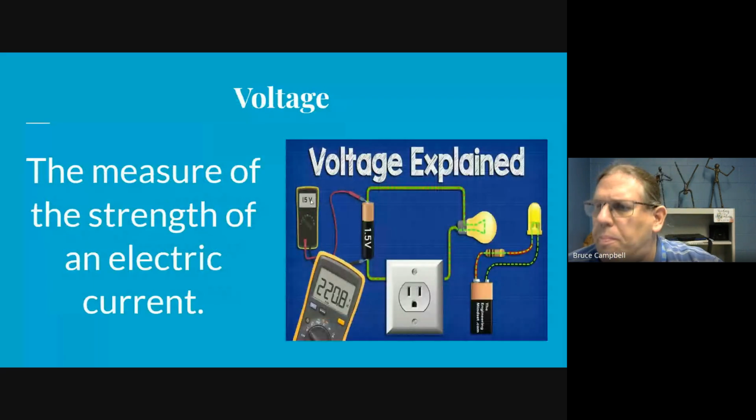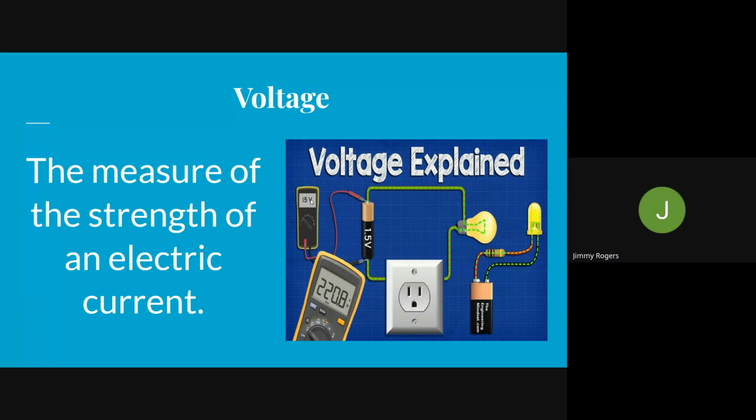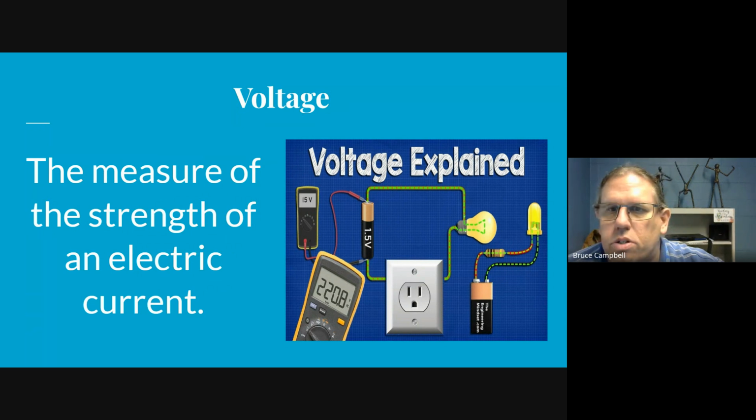All right. Who haven't I called on? Jimmy, would you read this slide, please? Okay. The measure of the strength of an electric current. And that is voltage, right?